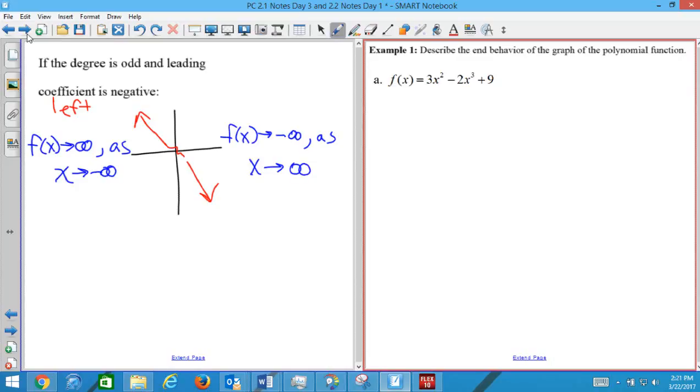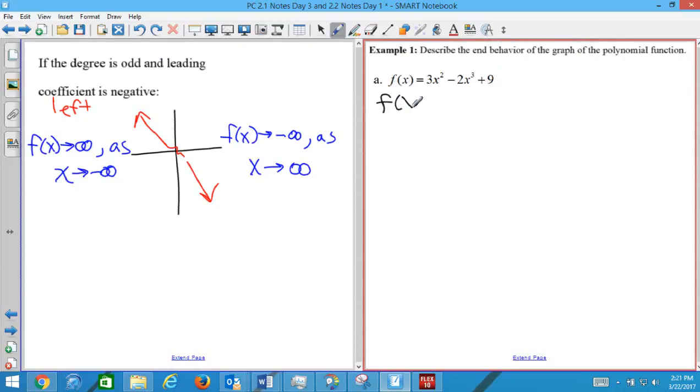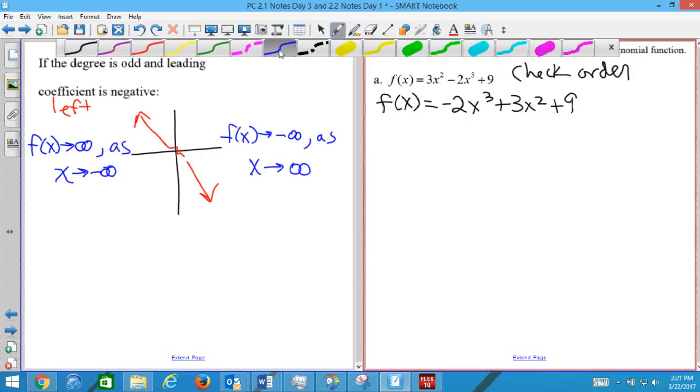So the first thing you need to do is figure out what the degree and the leading coefficient are. And heads up, this one's not in the right order. Look at it. So if you did it off the first one, it'd be wrong. You have to reorder it. What is supposed to be our first? So make sure you check the order. Then we can figure this out.